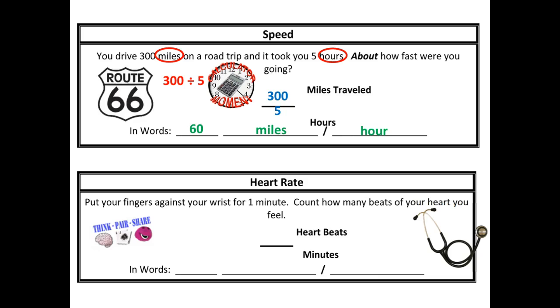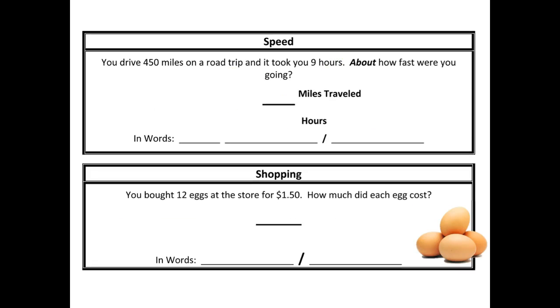Heart rate is a really commonly seen rate. Try it yourself. Put your fingers against your wrist or against your neck until you feel a pulse. Count how many heartbeats you feel in a minute. That will be your beats per minute. Put the total number of heartbeats in the numerator, and the number of minutes is going to be 1 because you're counting for 1 minute. Everyone's answer should differ.